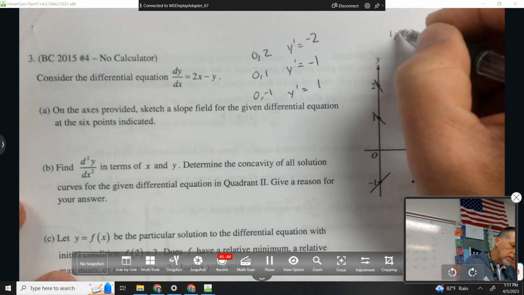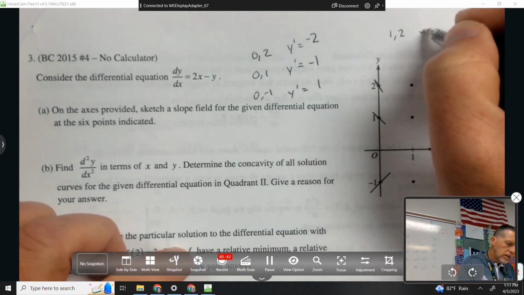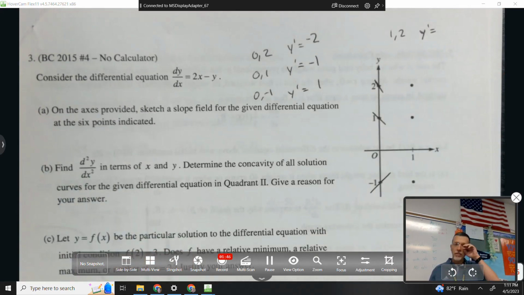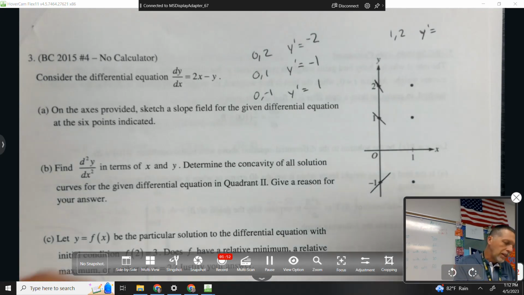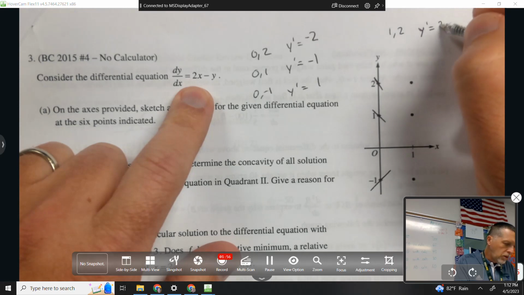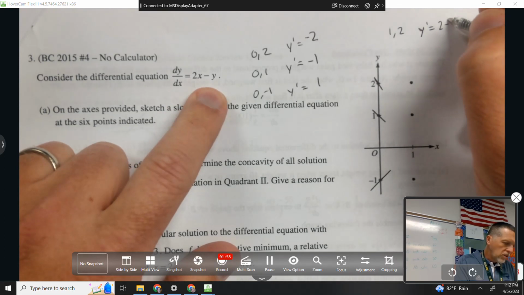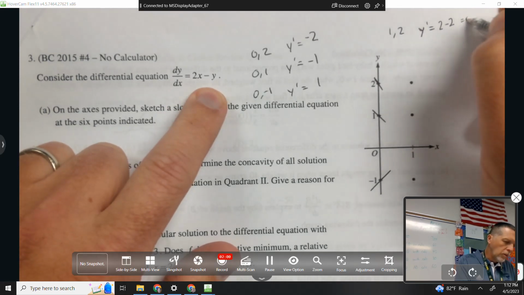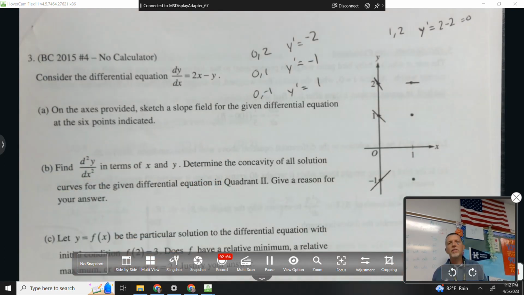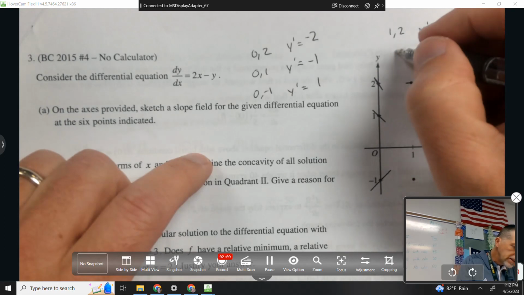And then at (1, 2), and you don't have to write all these out. Like if you can do them in your head or you notice a pattern, you don't have to write them all out. But maybe it's helpful. That would be 2 minus 2 is 0. So that's a horizontal tangent line right there. Maybe a max, maybe a min, maybe neither.